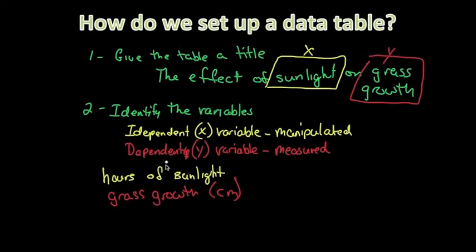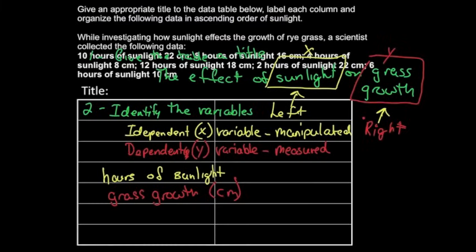Now, when we set up the data table, we have to decide which column each variable is going to be listed in. We like to put the independent variable in the X column and the dependent variable in the Y column, and we usually line those up left and right respectively. So the X variable goes on the left, the Y variable on the right. Let's go to the next page and we'll fill in our chart based on some information.